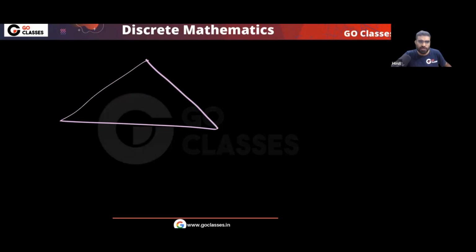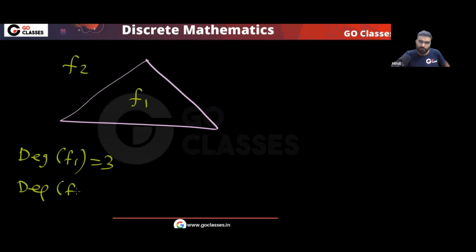Now notice, if you take this graph, this is F1 and this is F2. The degree of F1 is 3 and the degree of F2 is also 3. So remember, a very simple point: if you want a degree 3 face, you want to touch three edges, you want to be surrounded by 3 edges.